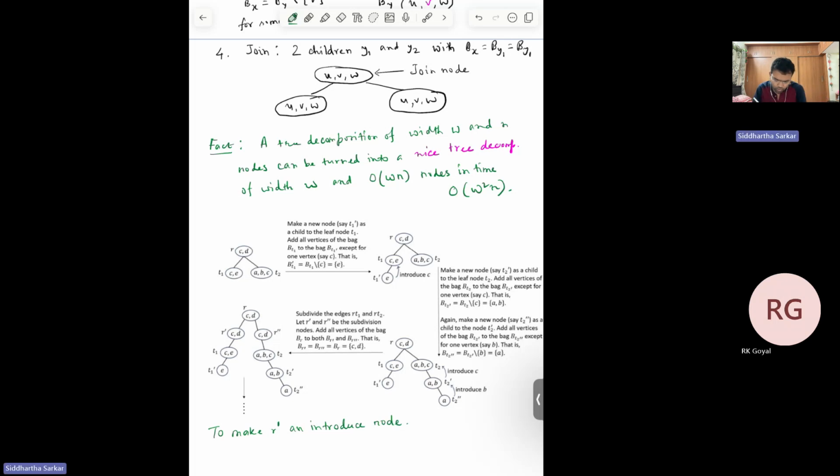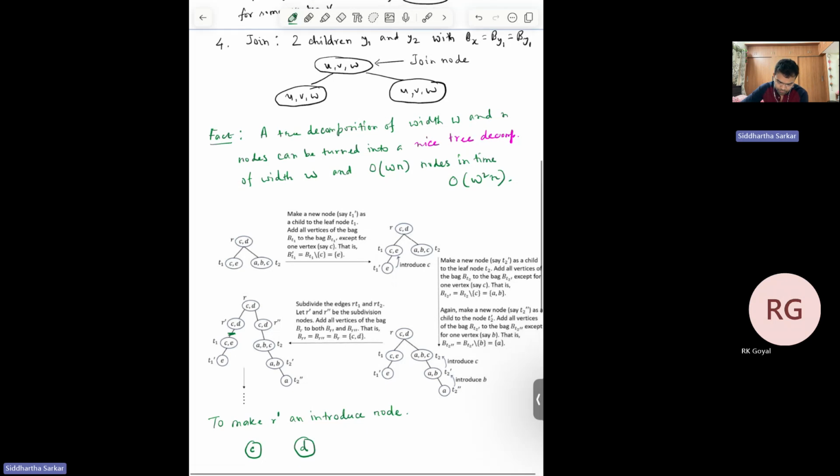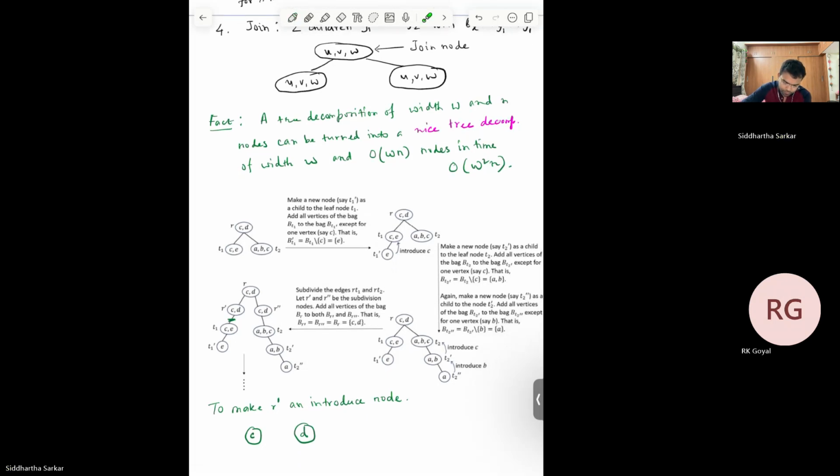Okay. So therefore, R dash should have a child which is either C or D. All right. But then after we introduce this node here, T1 is a child of this node. So T1 is the child of this newly introduced node that we are intending to introduce, so that this becomes the introduced node. So whether it is beneficial to take this or this as the child of R dash.